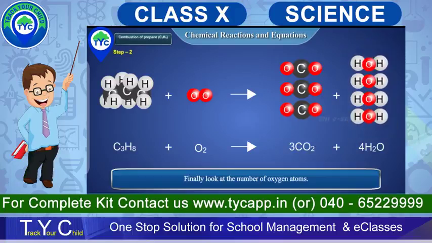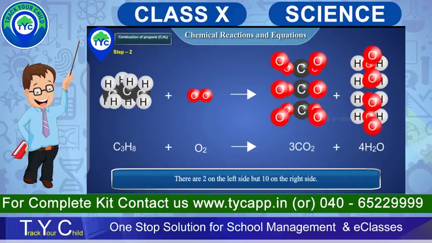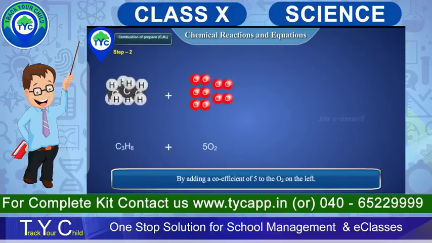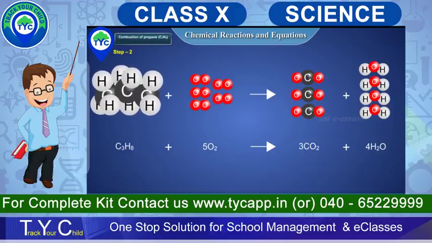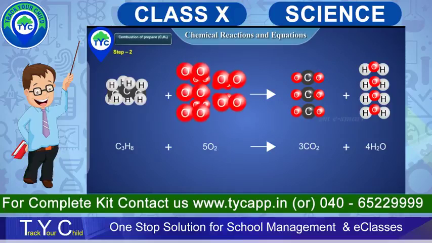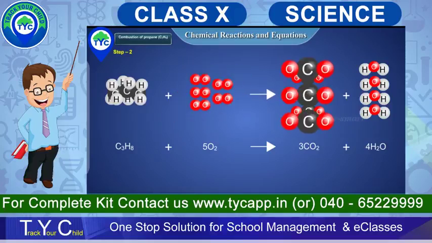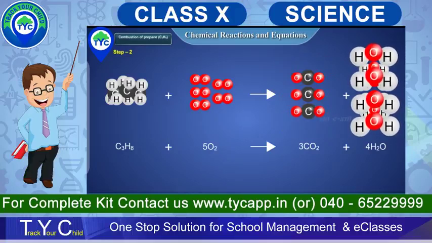Finally, look at the number of oxygen atoms. There are 2 on the left side, but 10 on the right side. By adding a coefficient of 5 to the O2 on the left, the oxygen atoms get balanced. C3H8 plus 5O2 gives rise to 3CO2 plus 4H2O.